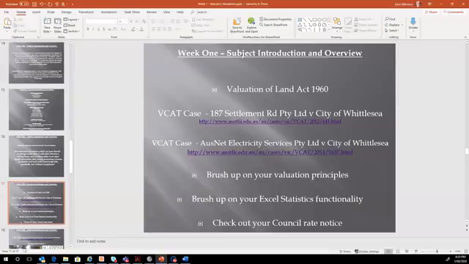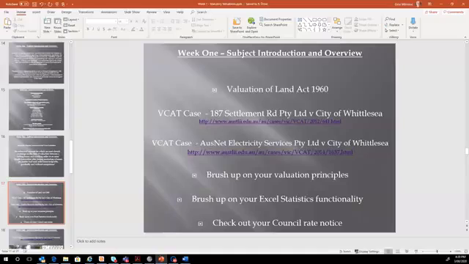This one's a particularly interesting one, because it talks about a substation and whether a substation is rateable or not for council rates. So that's also an interesting one for you to have a look at. So make sure you read both of those in the next week or two.